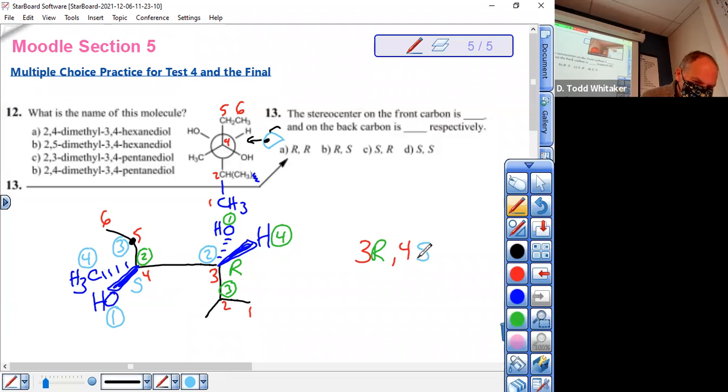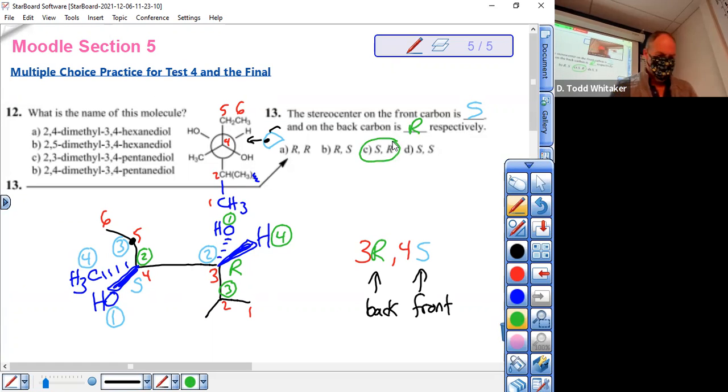The stereocenter is on the front carbon. Now here's more trouble in this question. Front carbon's 4. Back carbon is 3. And they're supposed to be in order of front, then back, right? Respectively means in order. Front, then back. Front is S. Back is R. There's your answer. Got that.